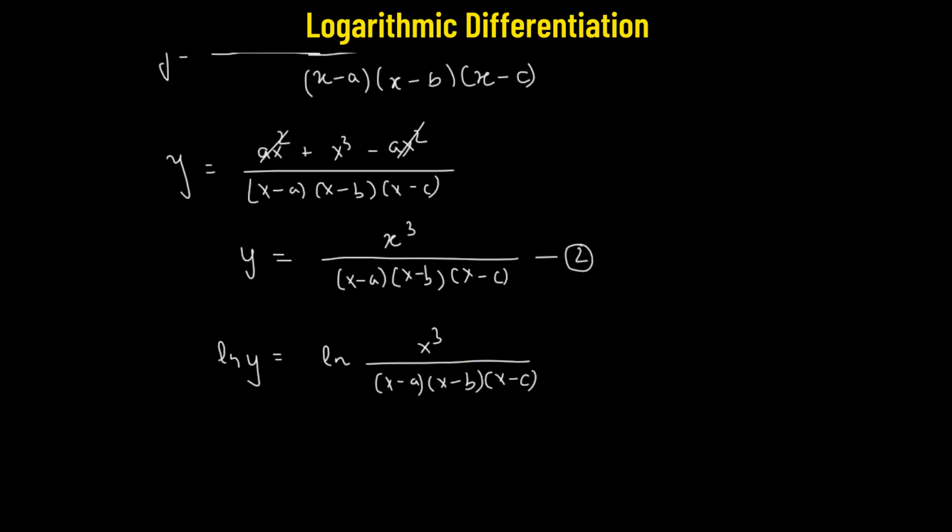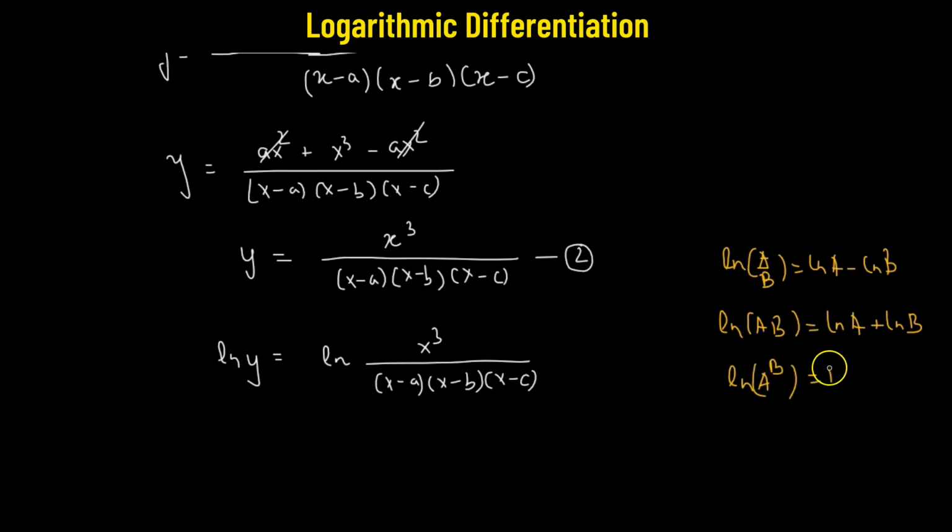So we are going to use three properties of logarithm. The first one being, if we have log of a over b, this is the same as log of a minus log of b. Log of ab will be equal to log of a plus log of b. And the third property being, if we have log of a raised to the power of b, then this will be equal to b times log of a.